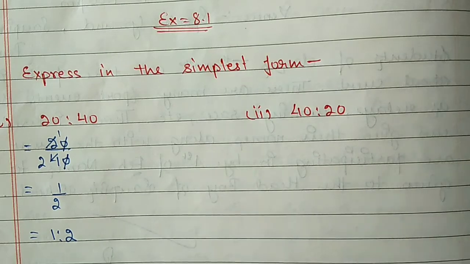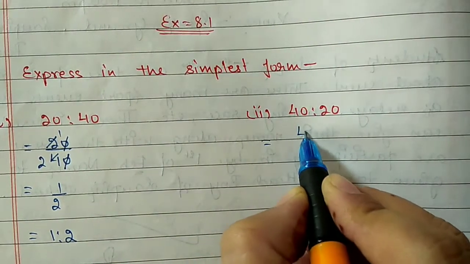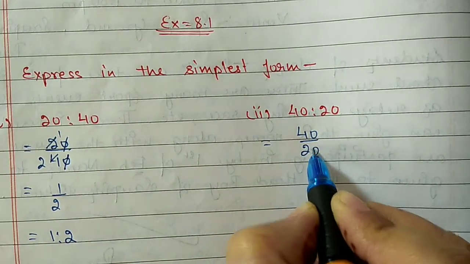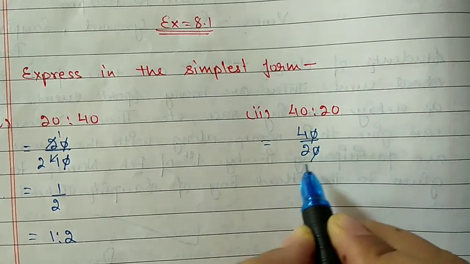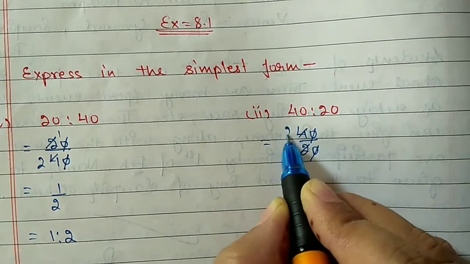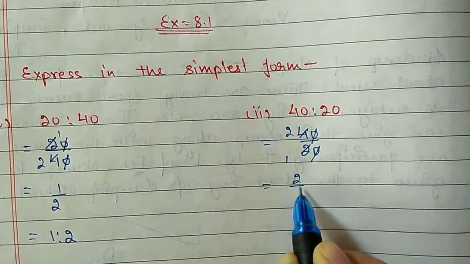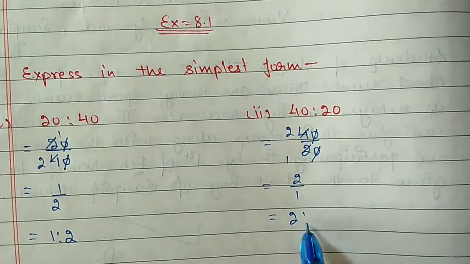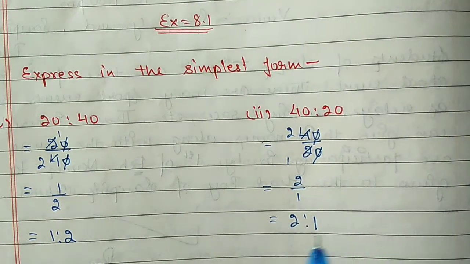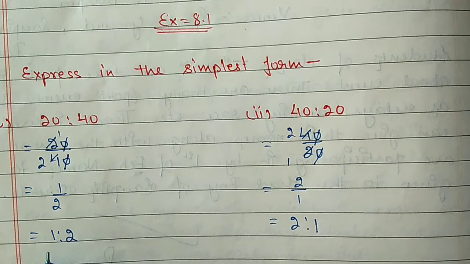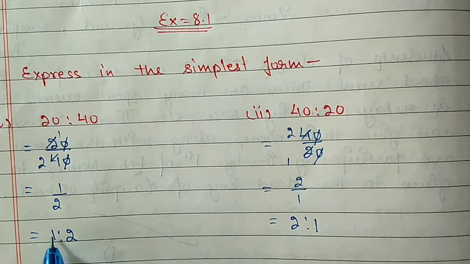Second part, 40 ratio 20. So 40 divided by 20. Do the cancellation. Then 2 1s are 2, 2 2s are 4. So we have 2 by 1, which we can write as 2 ratio 1. And always remember, the first term should be at the first place, the second term should be at the second place. You cannot interchange these terms. Suppose it is 1 by 2, so you have to write 1 ratio 2. You cannot write it 2 ratio 1. That will be wrong.